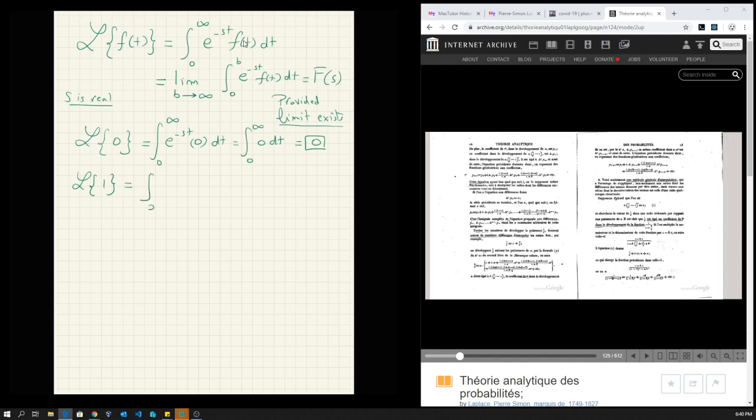So this becomes the integral from 0 to infinity of e to the negative st times 1 dt. So we got ourselves an integration problem on our hands. This is a good time for you guys to pause the video and see if you can do the integral. This is good practice and a reminder of stuff you learned in calculus 2. See what answer you get.